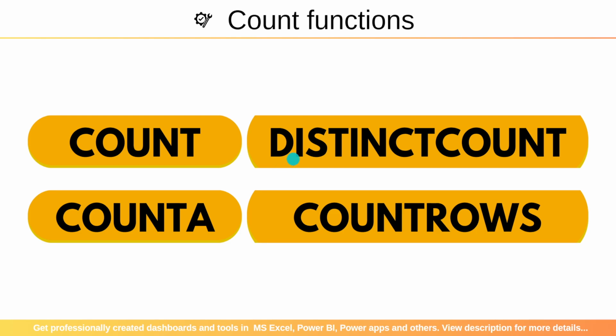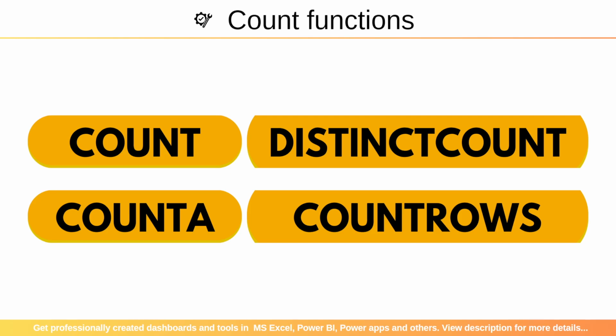So if inside a column one line item is showing shirt, second line item is showing shirt, and third line item is showing t-shirt, so there are 3 line items which will be calculated using CountA, but there are 2 distinct items, one is t-shirt and another is shirt, which will be calculated using distinct count. And the last count function is our count rows, which refers to an entire table and brings the number of rows inside that table.